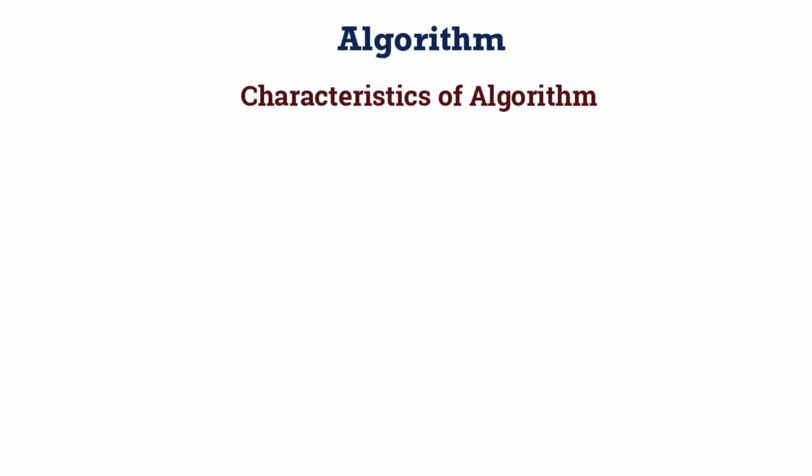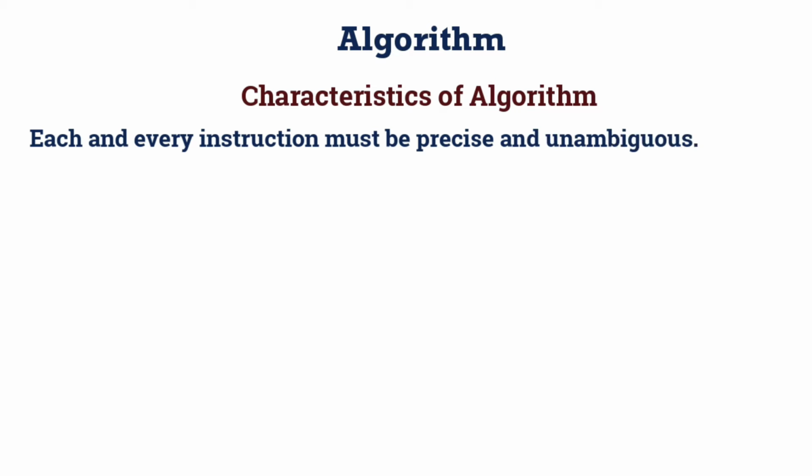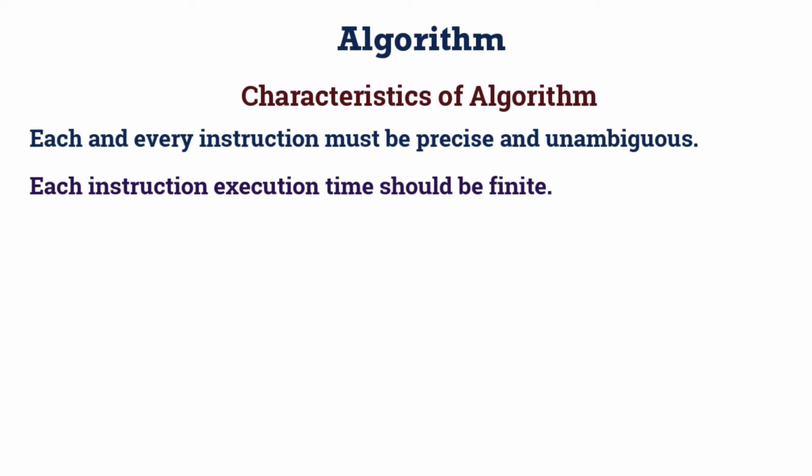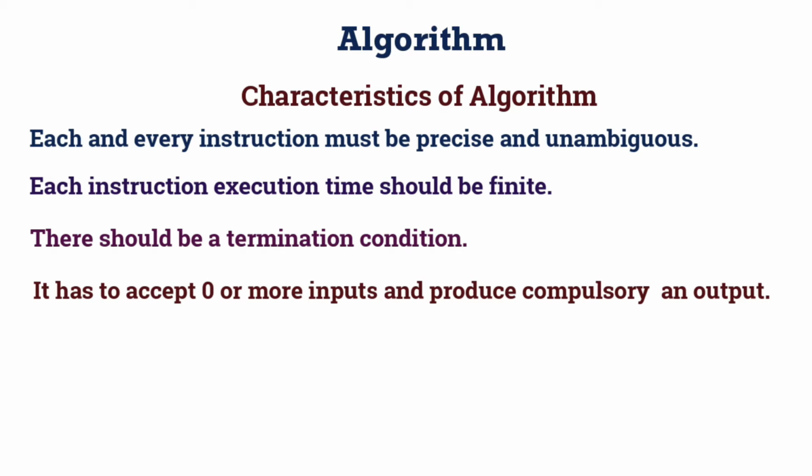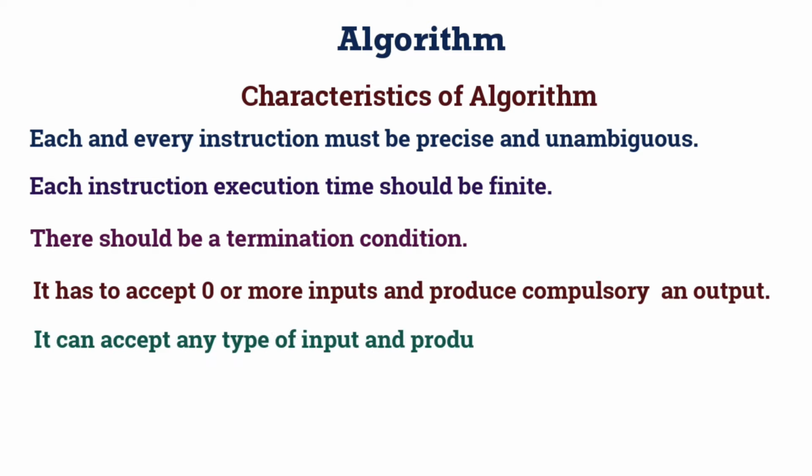The characteristics of algorithms are: each and every instruction must be precise and unambiguous. Each instruction's execution time should be finite. There should be a termination condition. It has to accept 0 or more inputs and produce compulsorily an output. It can accept any type of input and produce a corresponding output.